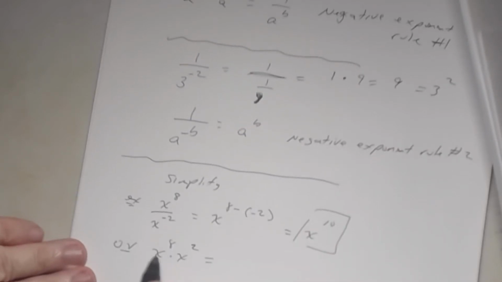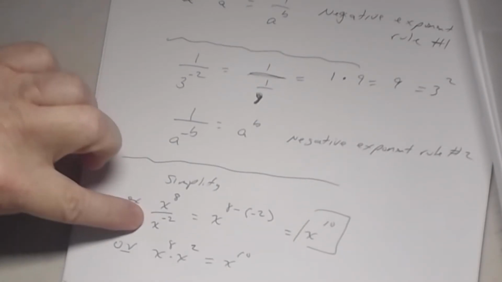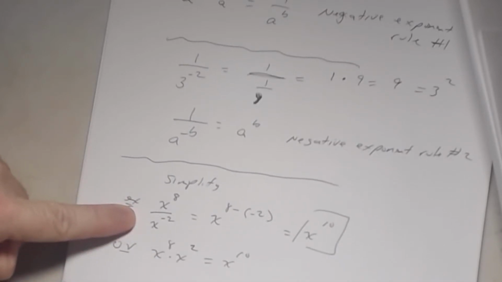And what rule am I going to use now? Product rule. And remember, product rule, when you multiply, what do you do with those exponents? What's 8 plus 2? 10. So it did not matter whether you used the quotient rule or the product rule, but to use the product rule, I have to first rewrite that negative exponent as a positive exponent. So it didn't matter which approach you take. Sometimes it helps though if you know both approaches. Okay? So that's the idea you're gonna deal with as we go through this.